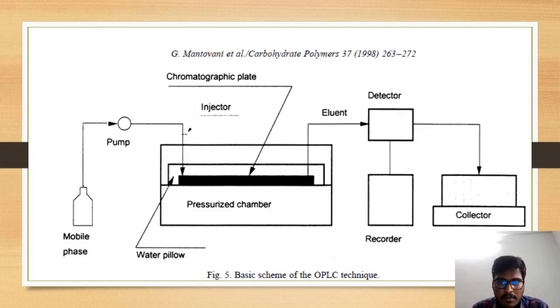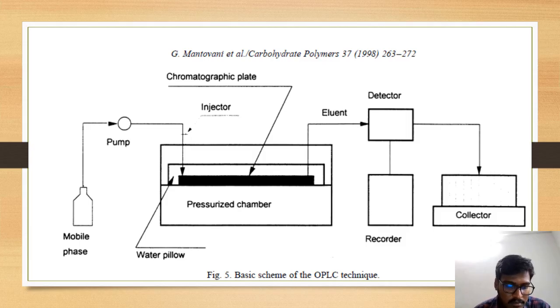This is the basic scheme of the OPLC technique. Here is the mobile phase. The solvent reservoir contains the mobile phase which is pumped into the system. A pump generates pressure to drive the mobile phase through the chromatographic system. Chromatographic plate, the stationary phase where the sample is applied and separation occurs. Pressurized chamber encloses the chromatographic plate, ensuring uniform pressure across the system for better separation and efficiency. Injector injects the sample into the chromatographic plate.